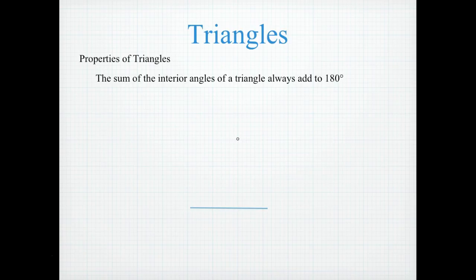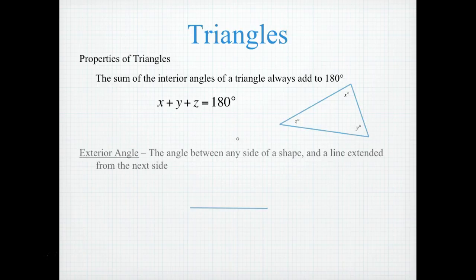In a triangle, the sum of the interior angles will always add to 180 degrees. So in this triangle that we have here, x plus y plus z, if we add up all three of those angle measurements, it will equal 180 degrees.